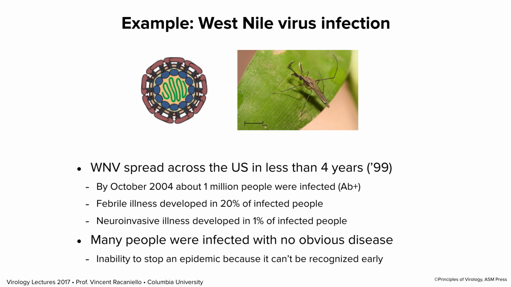Many viruses, it turns out, cause illnesses which, for the first period of infection, all seem about the same. You get fever, malaise, body aches, muscle aches, a variety of other things. We call those flu-like symptoms, but they're not just caused by flu. So that's what we mean by febrile illness. Neuroinvasive illness develops in about 1% of infected people, and that's serious. So many people were infected with no obvious disease.